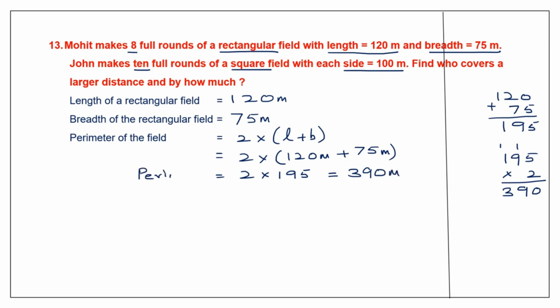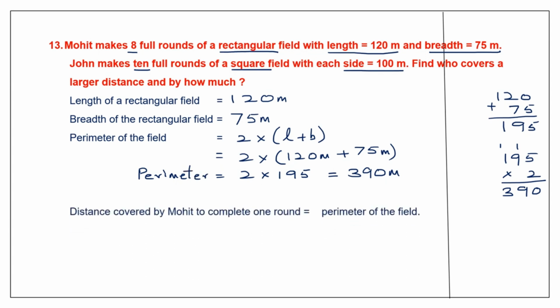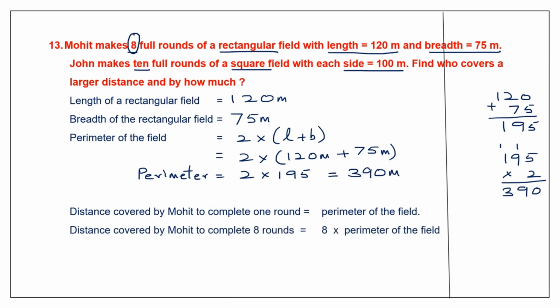So we have found the perimeter of the rectangular field. So that means the distance covered by Mohit to complete one round is the perimeter of the field. So here we are talking about Mohit covering 8 full rounds. So he takes 8 full rounds. So distance covered by Mohit to complete 8 rounds will be 8 into perimeter. So that is 8 into the perimeter, 390 meters.